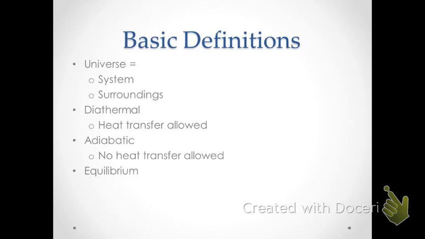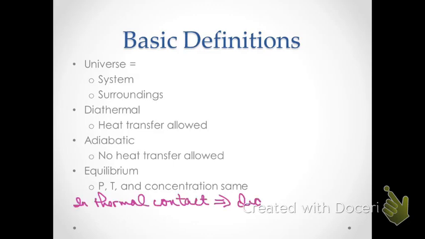We have a situation corresponding to thermal equilibrium when we have two systems which have the same pressure, temperature, and concentration. They are in thermal contact, and that would be a situation where they might be in contact through walls that are diathermal.